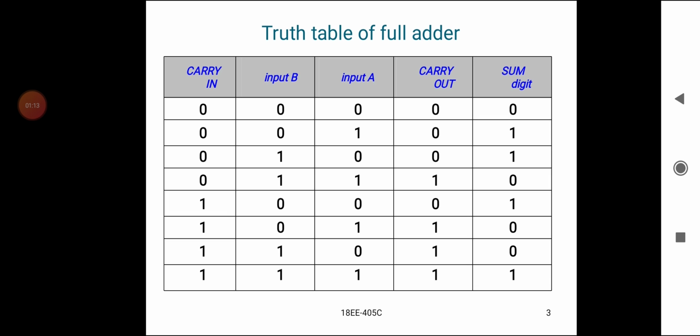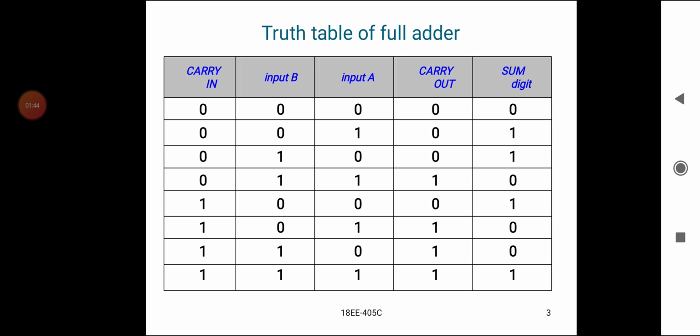The truth table of a full adder. The full adder has three inputs: input A, input B and carry in. It generates two outputs, sum digit and carry out. So here 3 inputs means 2 to the power of 3, so 8 combinations of inputs with 3 variables.